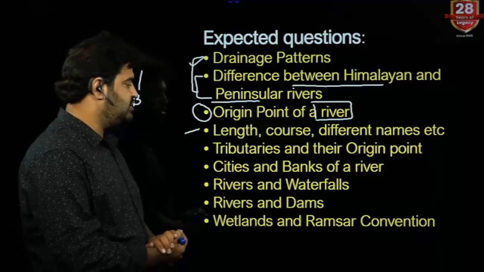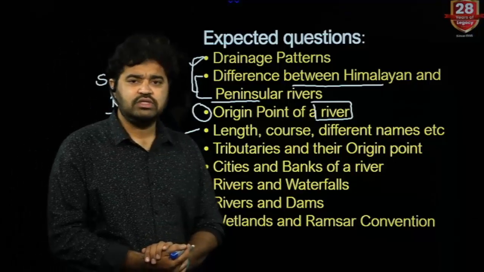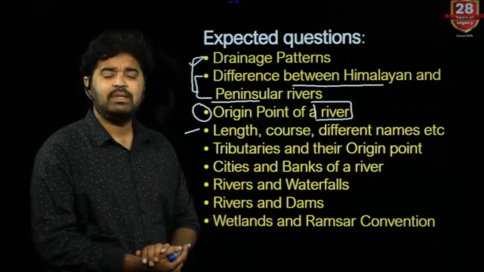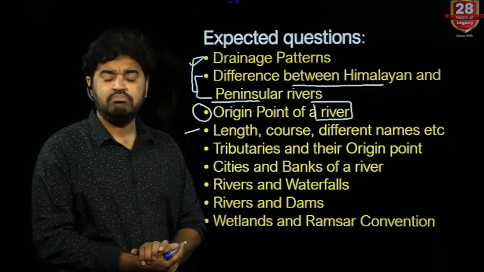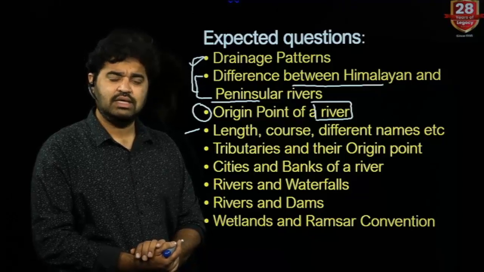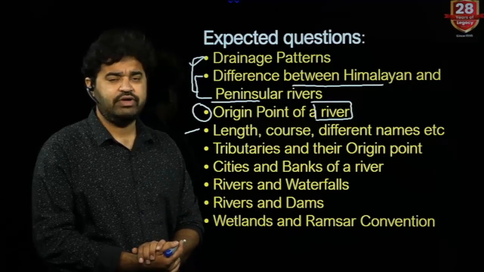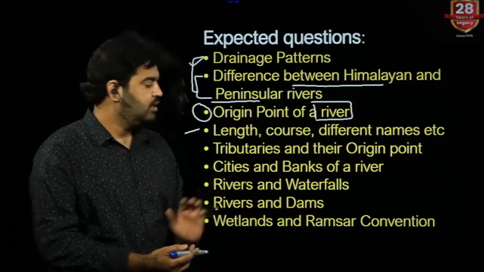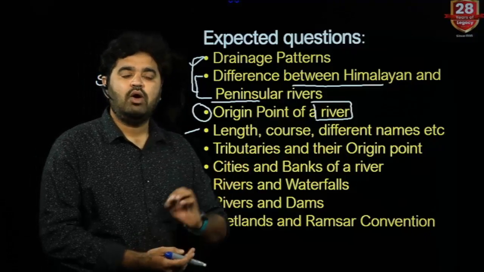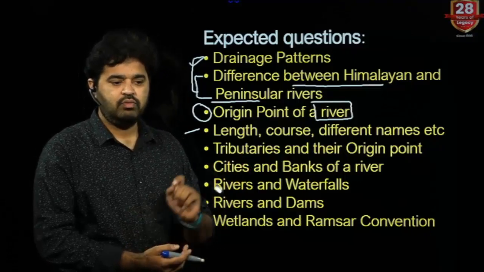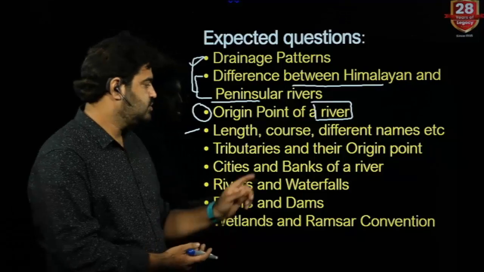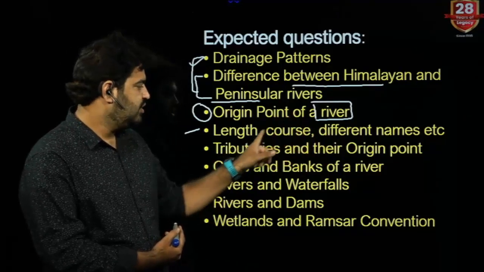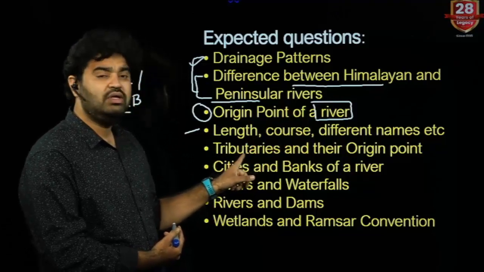Tributaries and their origin point. Of course, not only rivers but also their tributaries. What is the origin point of a tributary? For example, for the Indus we have Jhelum, Beas, Ravi, Satluj, etc. All these are the tributaries of the Indus. If you see the past papers of RRB and even SSC, there we can expect the origin point of a tributary. What was the origin point of so and so river? So apart from the length or the origin point of a main river, we have to focus more on tributaries and their origin points.